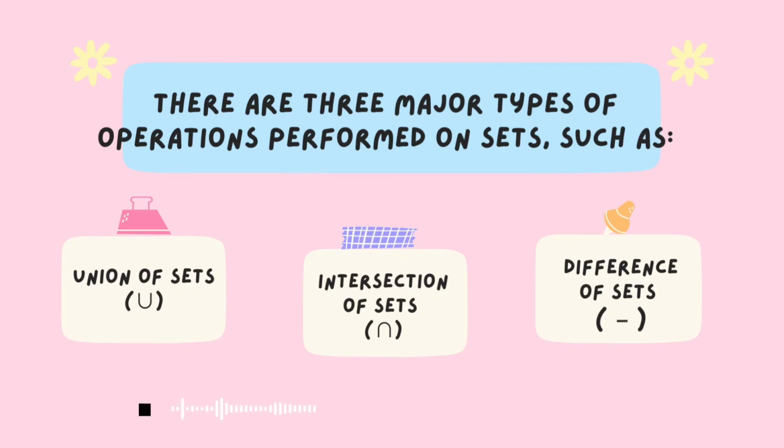In set theory, there are three major types of operation performed on sets, such as union of sets, intersection of sets, and difference of sets. To determine the difference of two or more sets, we need to understand what the difference of sets is. In the following, we will explain what the difference between sets is, how to determine it, and examples. Let's listen carefully.